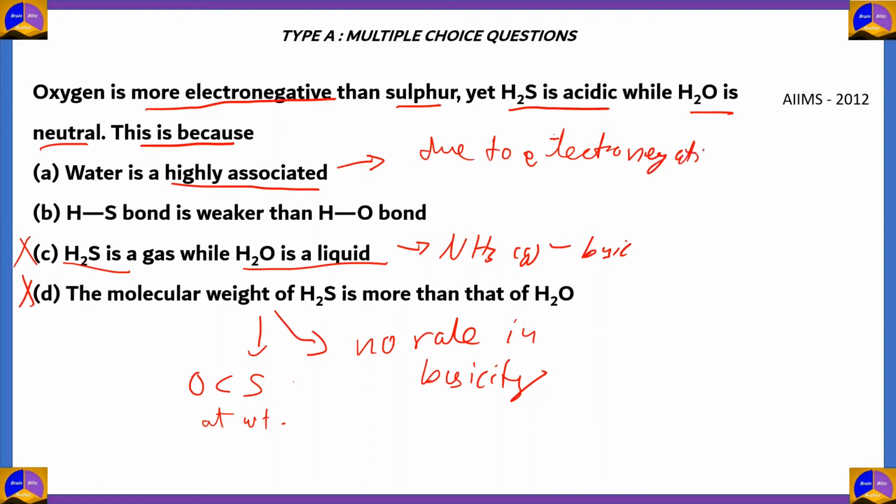While the question is asking us, in spite of electronegativity, H2S is more acidic. So option A is incorrect. The right answer is option B. The H-S bond is weaker than the H-O bond. And this is due to the fact that sulfur is greater than oxygen when it comes to atomic size or atomic radius. So when we have a weaker bond, it becomes easier to break.